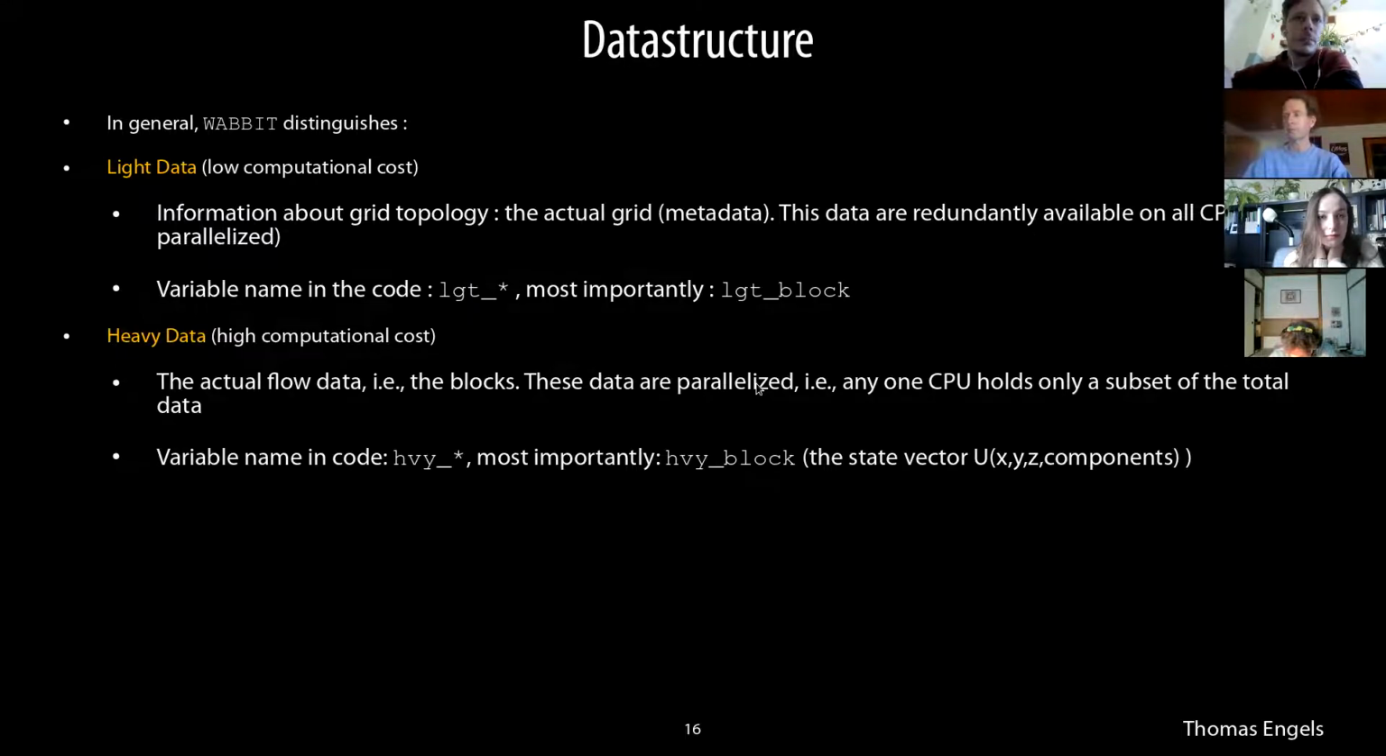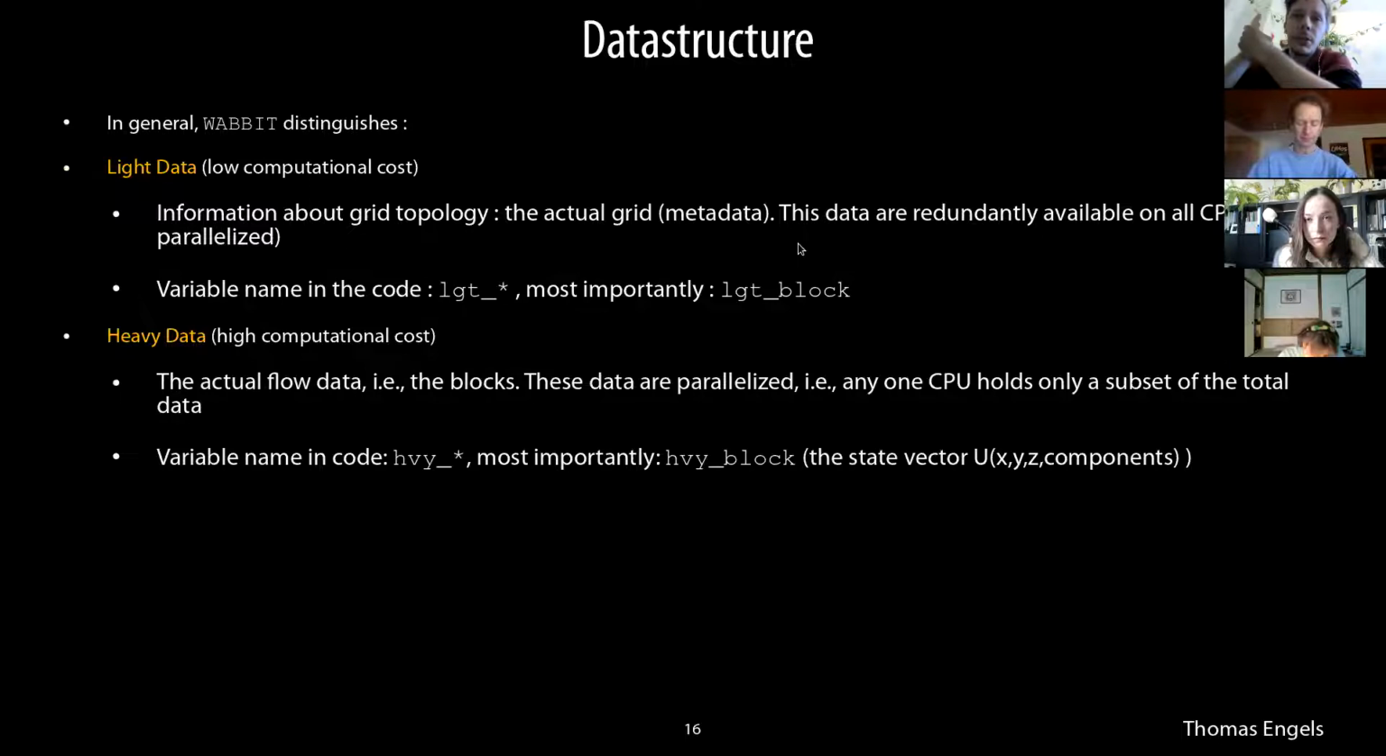So the data structure, as promised, and this is just the very, very basic concept. We have 2 types of variables in the code, we separate into light and heavy data. The nomenclature is from the literature. It's maybe not the perfect nomenclature, but it is understandable. So light data means we associate a low computational cost with it. This is, for example, the information about the grid topology. So you have a long list of blocks and you want to know where they are in space. And this is called the light data, or metadata if you want.